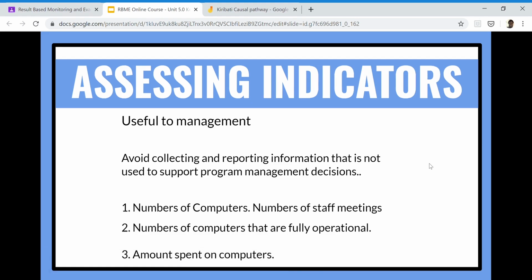So which of these three do you think management would want to know about? The management of a program. Assuming that this program purchases computers for a program, and they need indicators for that, which of these three do you think will be useful to management? These are our side questions, so the question is for you.